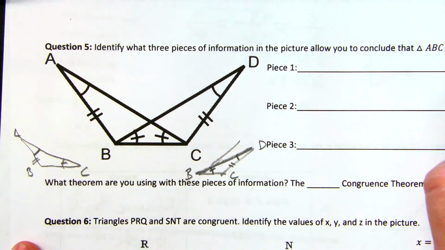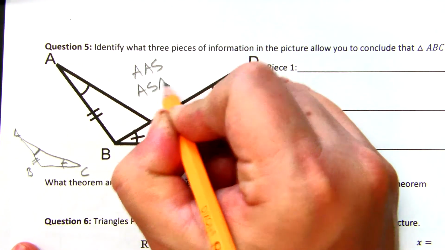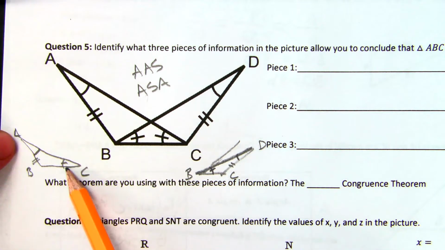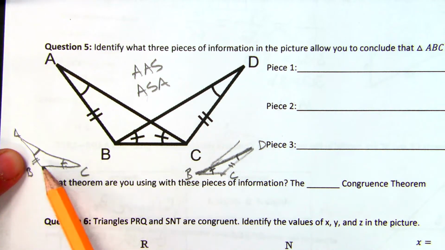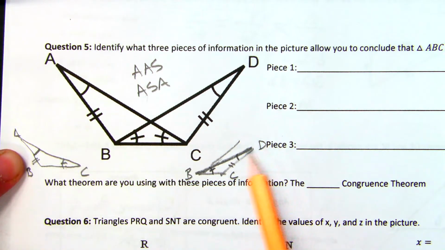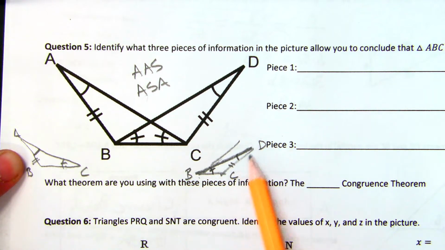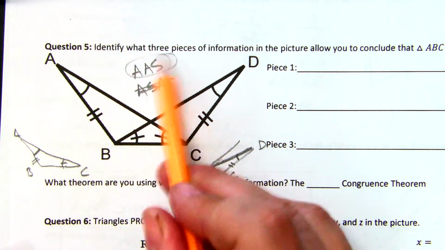So that means it's either going to be AAS or ASA. ASA means the side is included. It's in between the two angles. Well, if I look at my picture, the side in between my two angles that I know about is AC. That's not the side that I have. And over here, again, in between the two angles would be DB. That's not the side that I have. I have DC. So it's not angle, side, angle. It's got to be angle, angle, side.